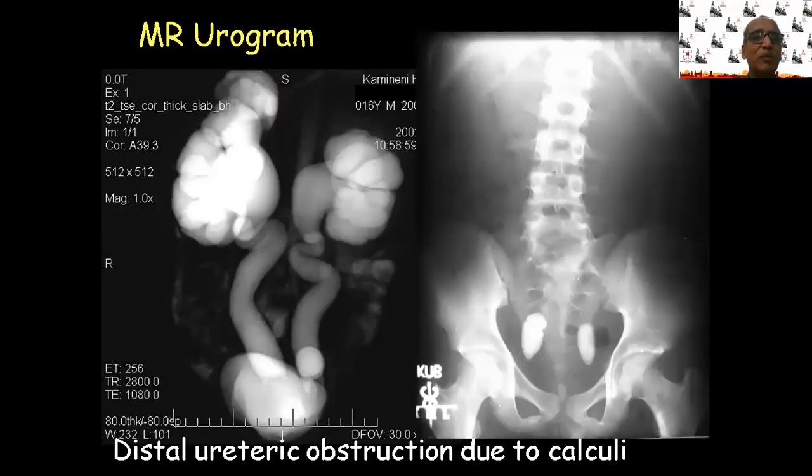Now, this is an example of MR urogram. This patient, a 16 year old boy, presented with acute on chronic renal failure. The KUB shows these multiple large calculi in the bilateral distal ureters, and the non-contrast MR urogram shows this severely dilated pelvicalyceal system and tortuous dilated ureters. MR can very well show this, especially in the setting of renal failure.